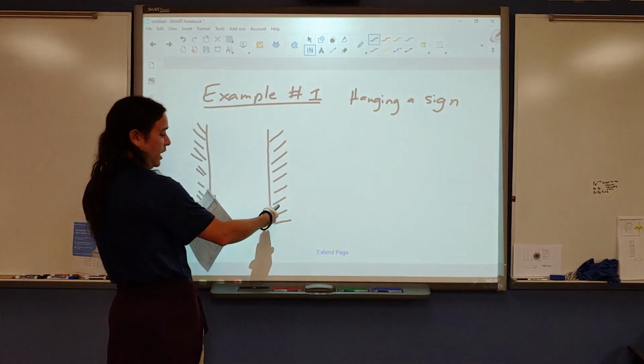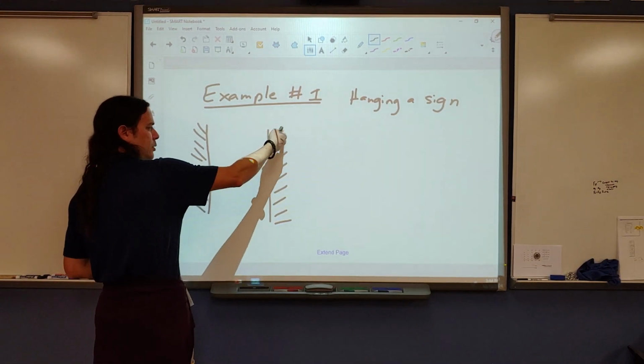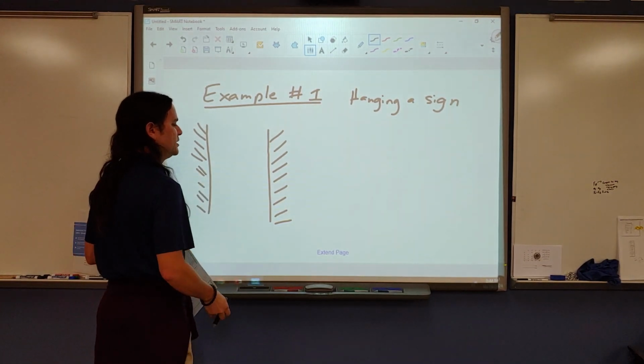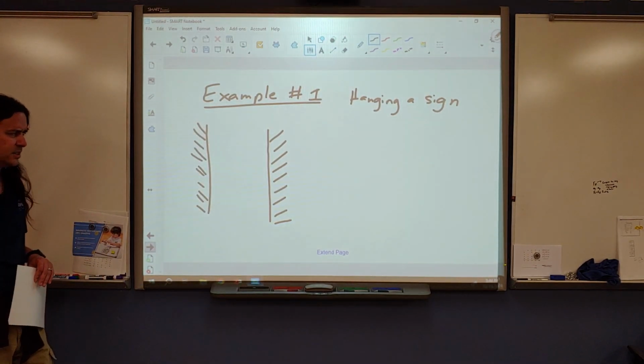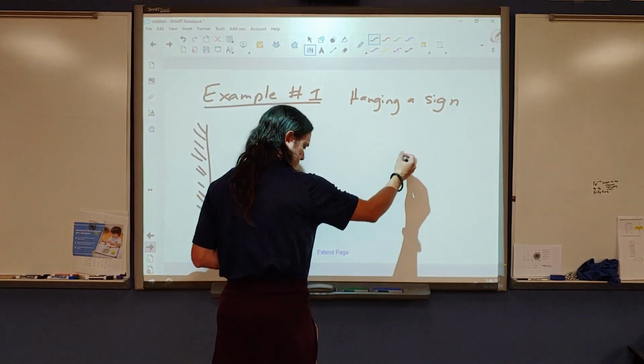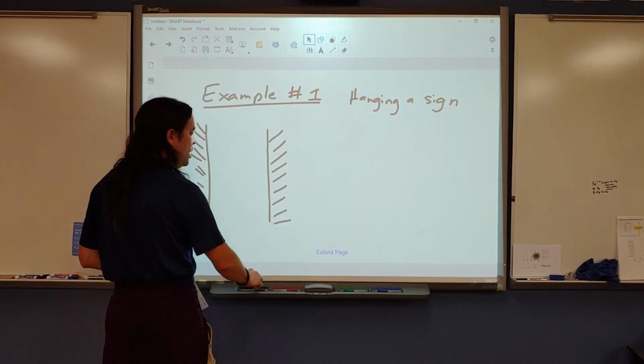Instead of it just being two lines that might be like curtains or something, a lot of times they'll put these diagonals here, and that's to let you know that this is something that's immovable. It's nice and solid. Sometimes they'll do it flat, horizontally, and it's to represent a table. But here's what we've got.